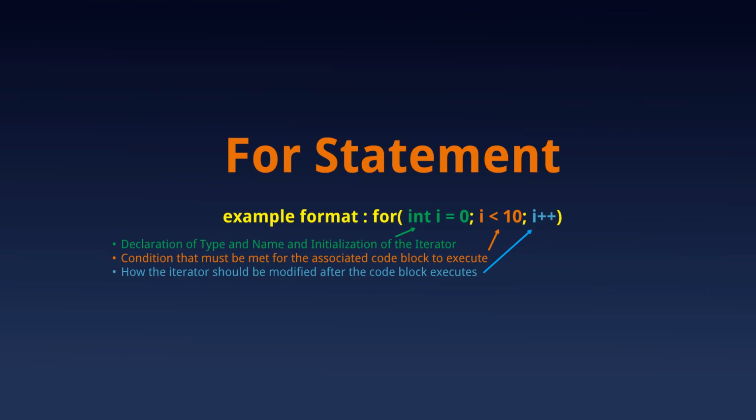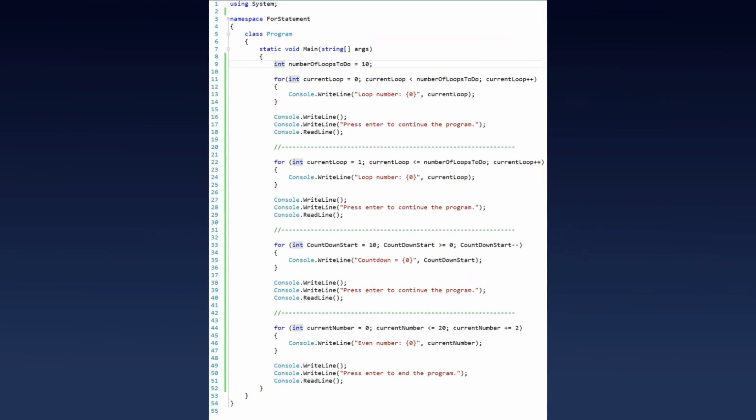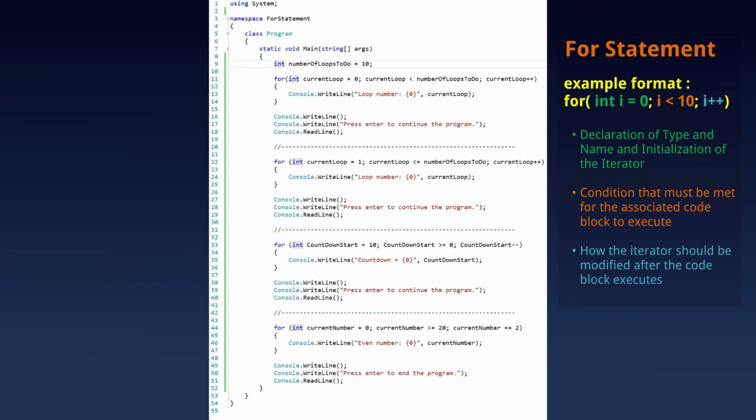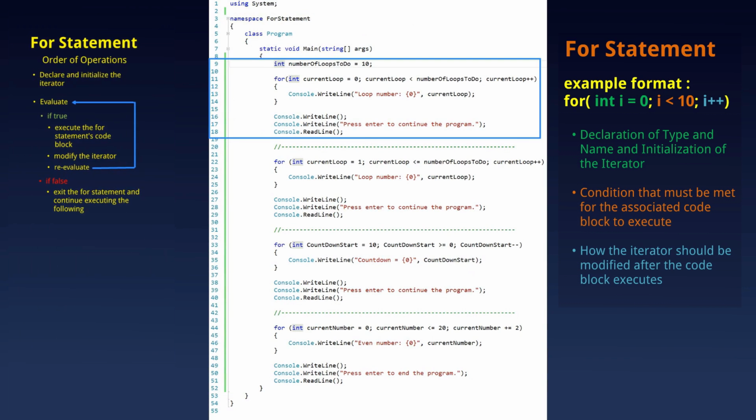Hello, this video is going to show a few examples on how to use for statements. In this program we are using System and the namespace is ForStatement. In this program we have one function, that's our Main function. Inside the Main function we have four simple examples on how to use the for statement. Now let's take a look at the first example.